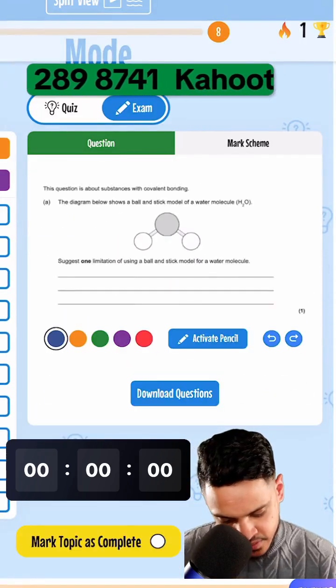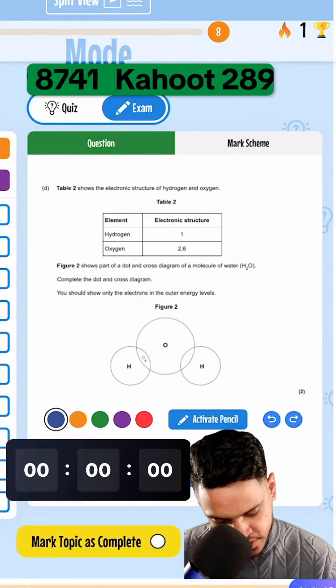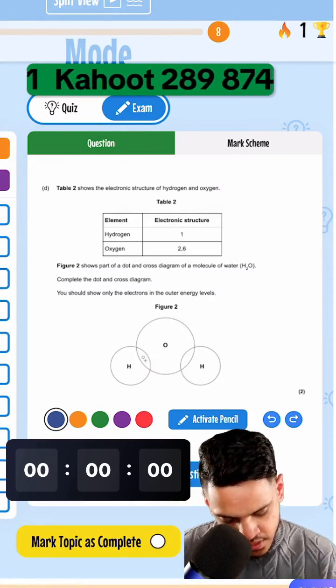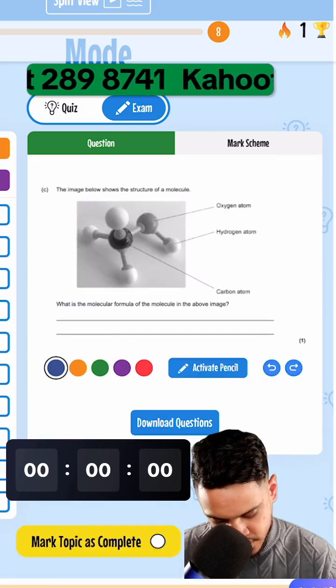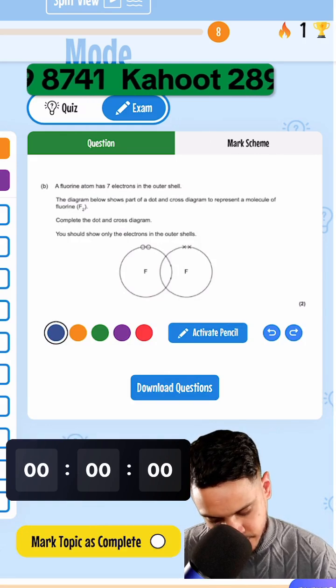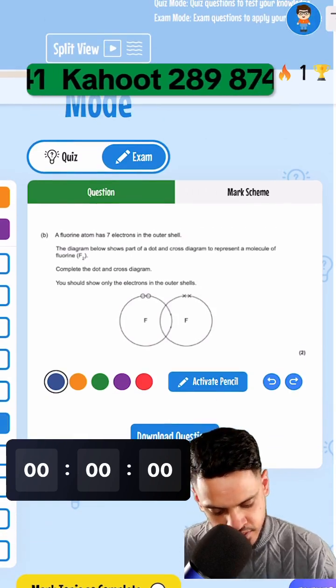Let's go on to the next one. Let's try something a bit better. Let me find some good questions for us to try. Okay, let me show you how to do a dot and cross diagram.